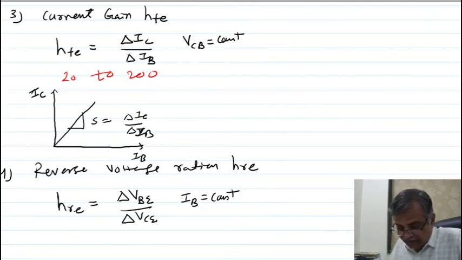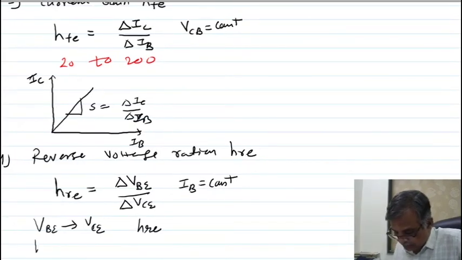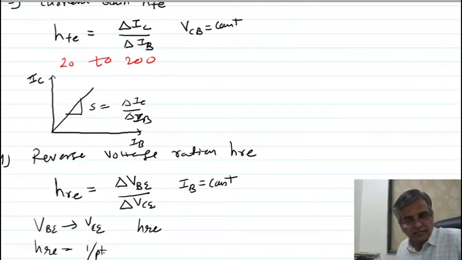By plotting the graph of VB versus VC, you can find the hre. You can also find the hre from the input characteristics. So these are the four important h parameters I have discussed. They are called hybrid parameters.